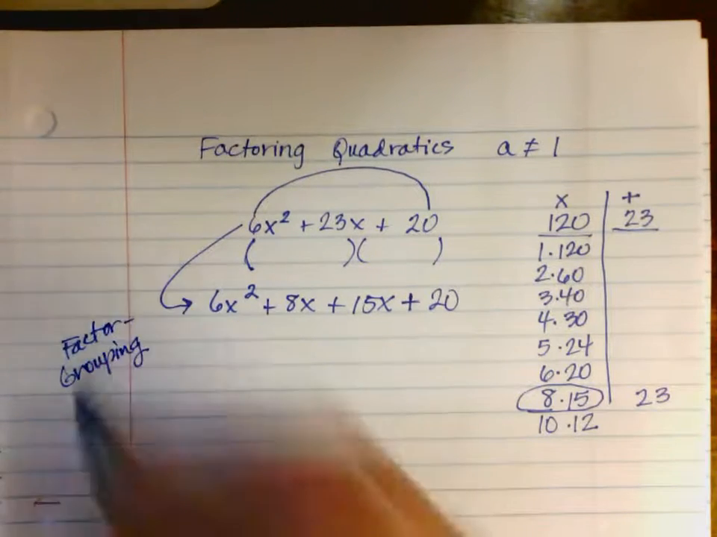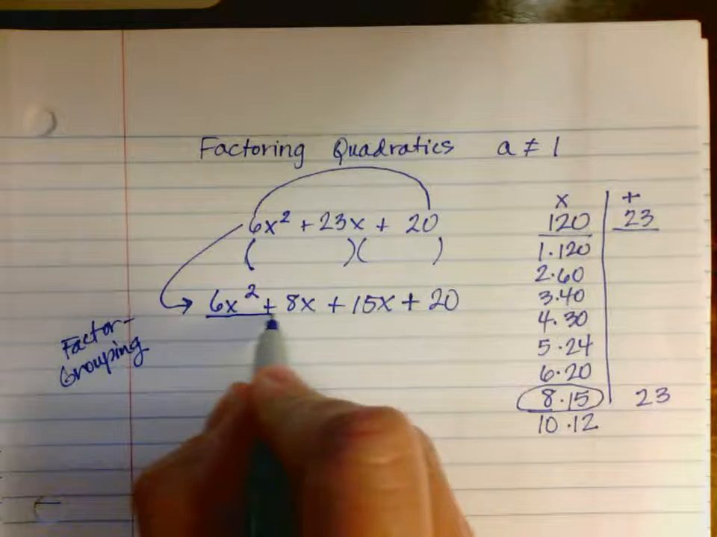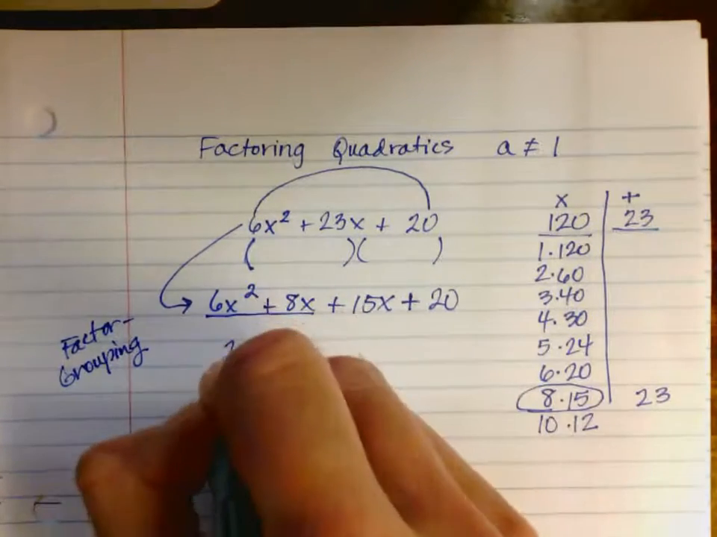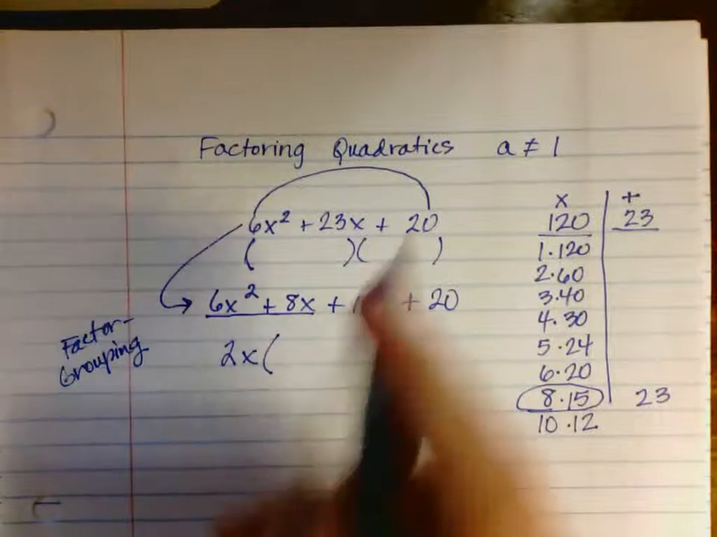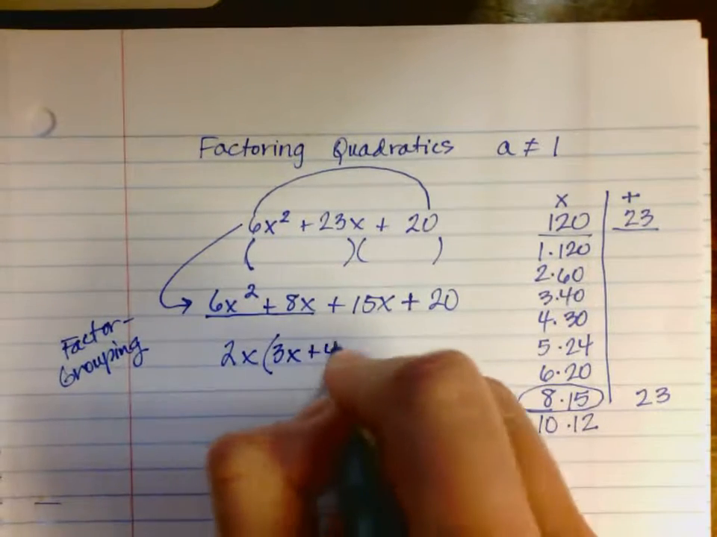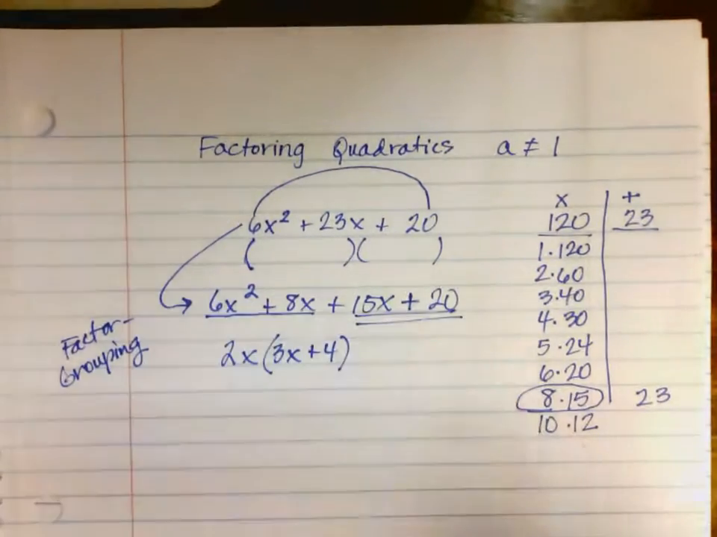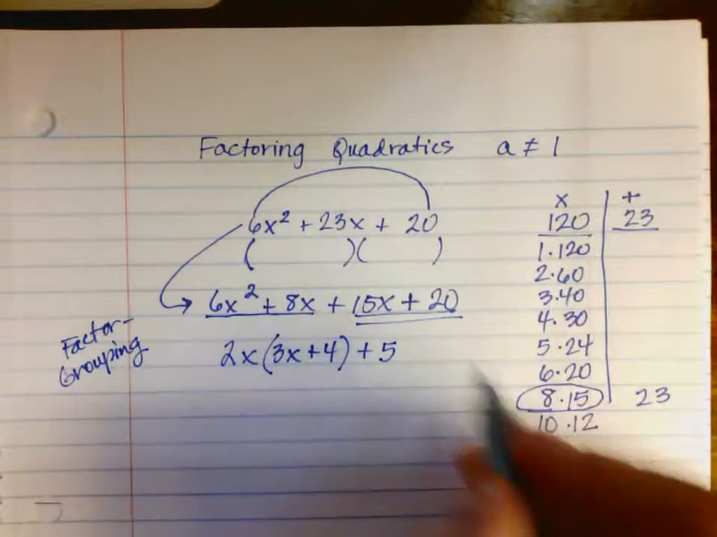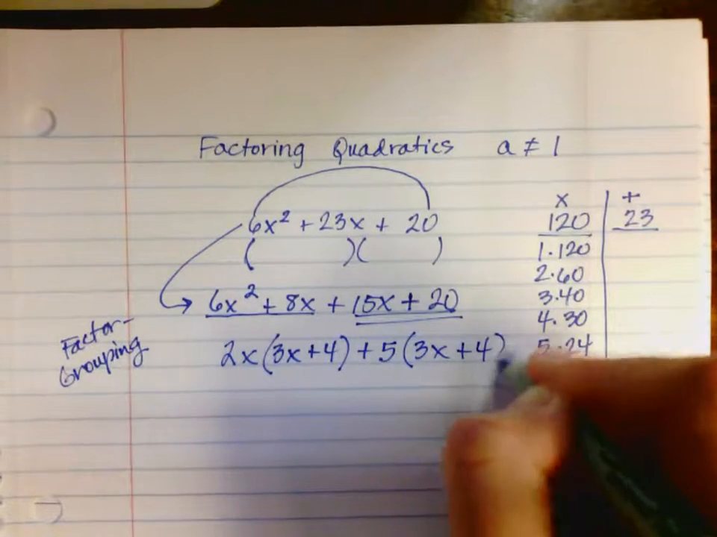So, what is the greatest common factor of 6x squared and 8x? The greatest common factor is 2x. And when we factor 2x out of these two terms, we're left with 3x plus 4. Now, we're going to factor the second two terms. The greatest common factor is 5, and we are left with 3x plus 4.